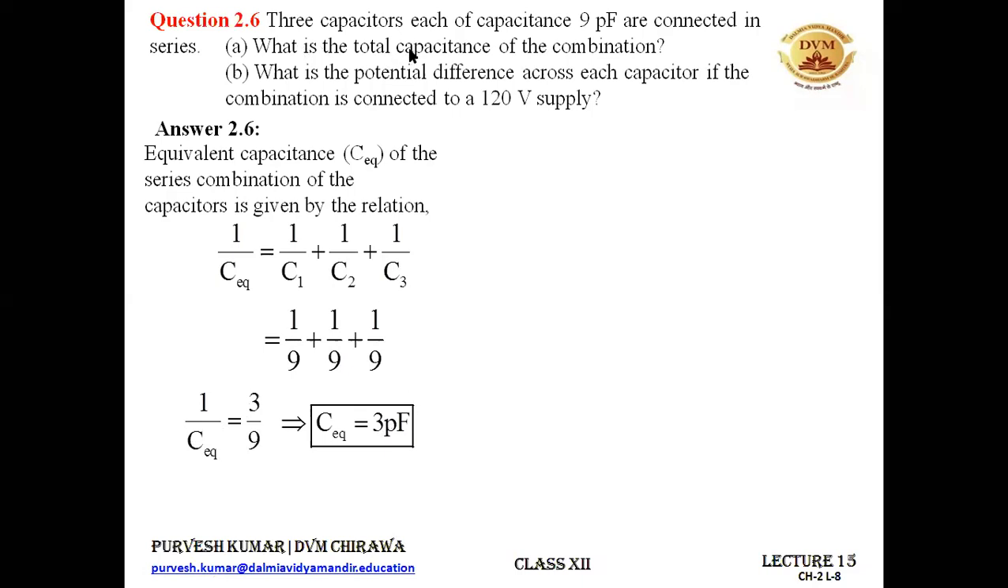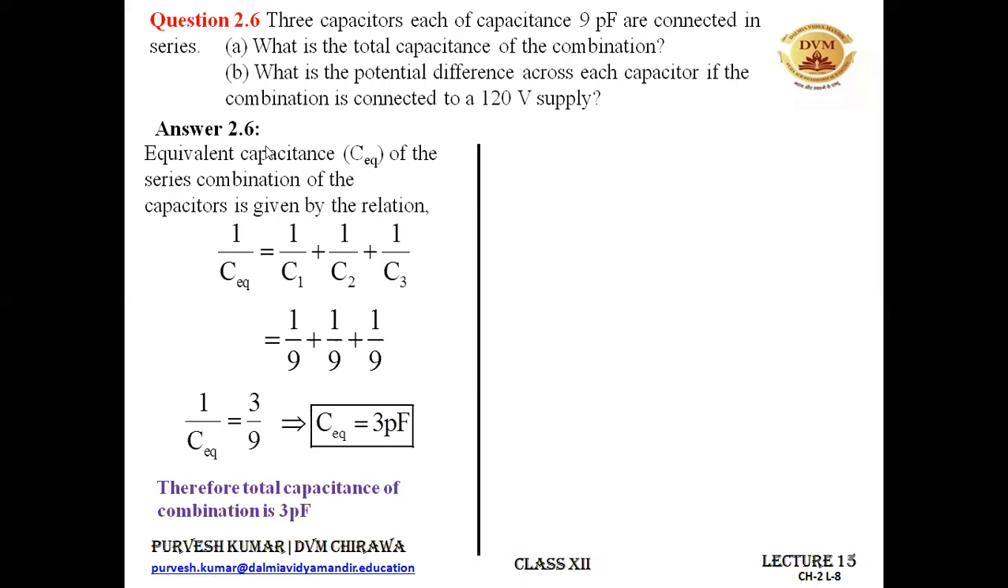So this is the total capacitance of the combination. Now we know that these capacitors which are connected in series have been connected to a voltage of 100 volt. Sorry, it is 120 volt. All right.